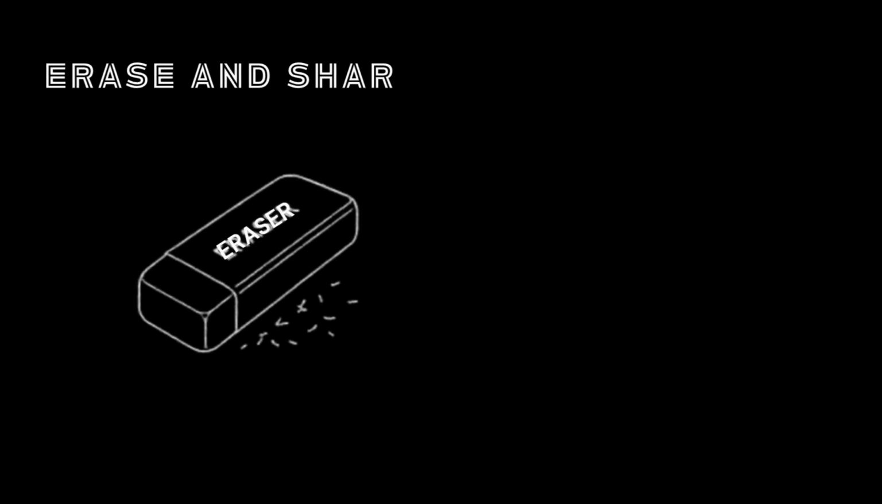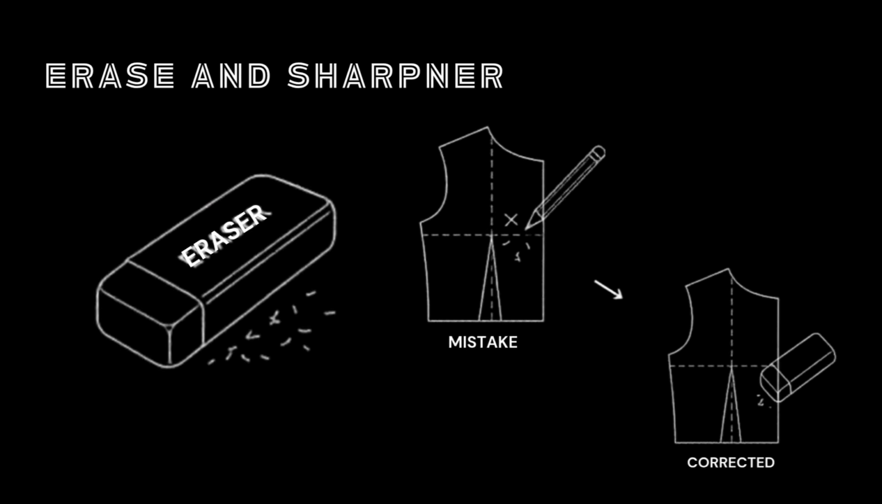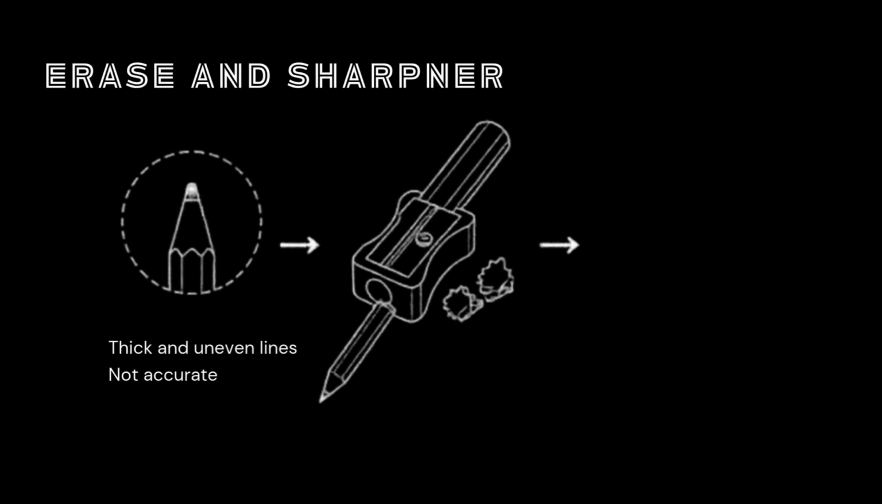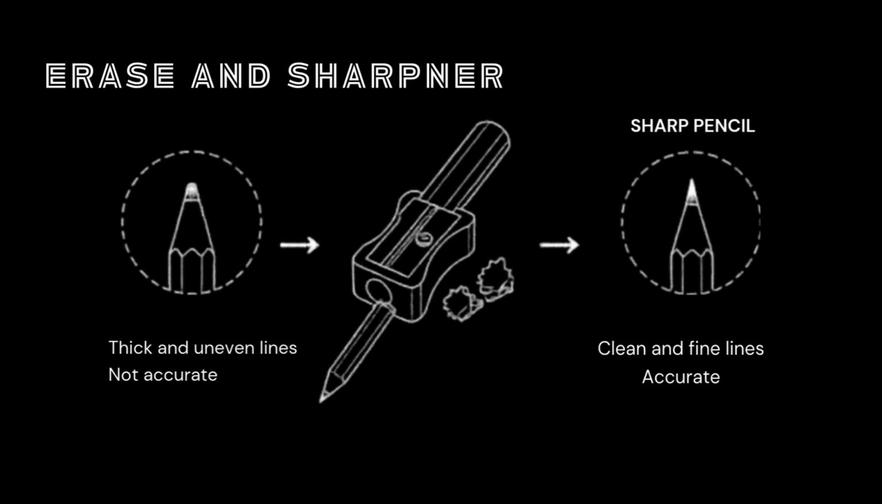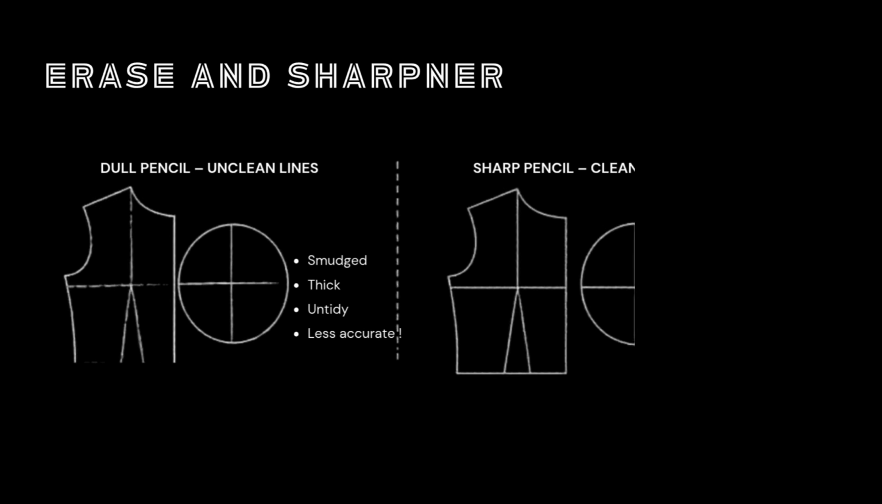Then we have the eraser and sharpener. An eraser is useful for correcting mistakes while drafting. A sharpener helps to keep your pencil point neat and fine. Clean lines are very important in pattern making, so always keep your pencil sharp.